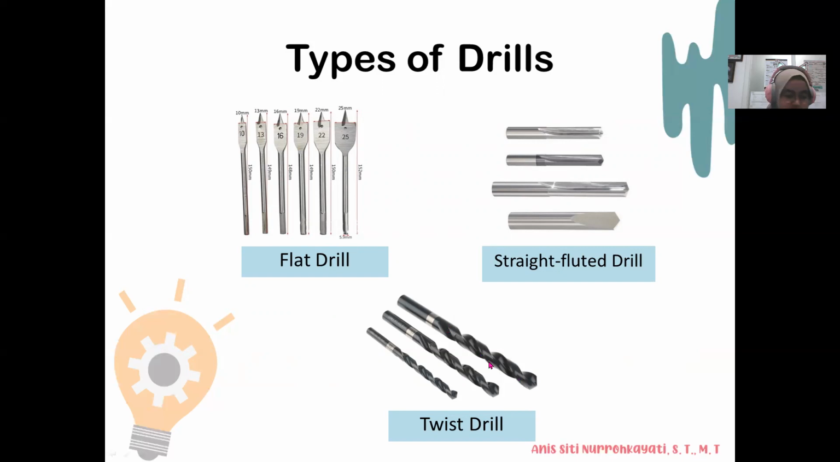The twist drill is the most common type of drill in use today. So, in our manufacturing process, the basic drills that we must use are twist drills. In our laboratory too, we also use twist drills. Flat drills and straight flute drills are not common types of drill that we use.